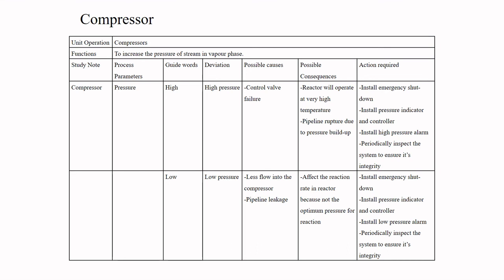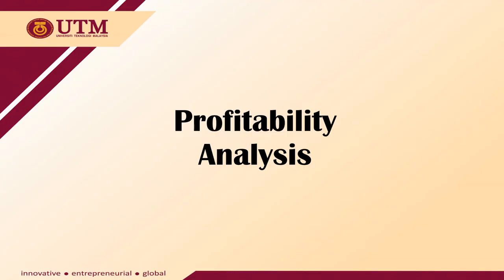As for low pressure, the possible causes are less flow in the compressor and pipeline leakage. The possible consequence is that it affects the reaction rate in the reactor because it is not the optimum pressure for the reaction. The action required is to install an emergency shutdown, install a pressure indicator and controller, install a low pressure alarm, and periodically inspect the system to ensure its integrity.